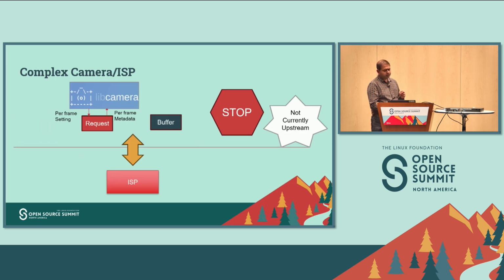So let's take a look at the complex camera use case. In here, like I said, it can work for the capture because an ISP is a capture device, it's not an output device. So you would apply your per frame settings and you receive the per frame metadata. And I've just shown the user space here, which these days tends to be libcamera.